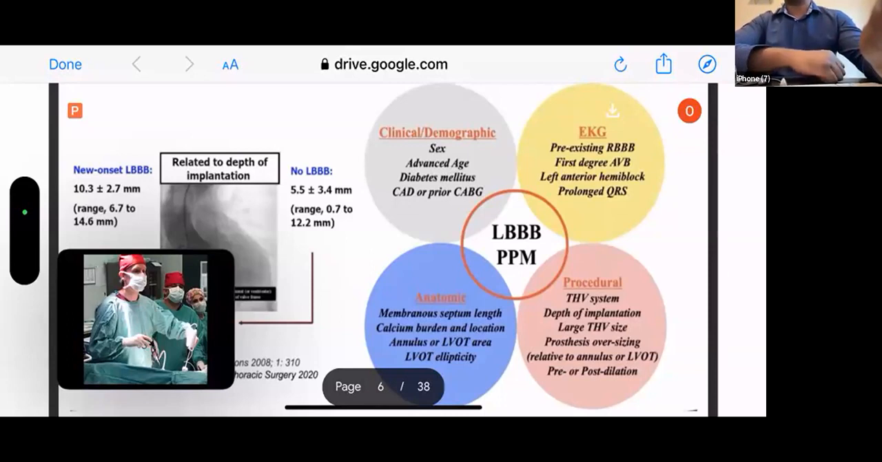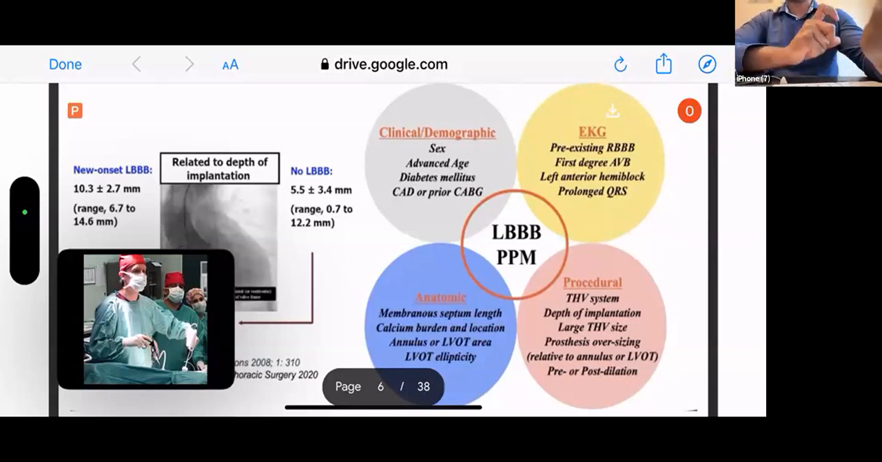Then first degree AV block is also one of the factors we look at, and usually also prolonged QRS, if the absolute number and also if the difference after the procedure is more than 20 milliseconds. We already looked at the TAVR depth of implantation. We talked about the sizing. And also another consideration is if you anticipate you're gonna do a pre or post dilation after placing the TAVR.